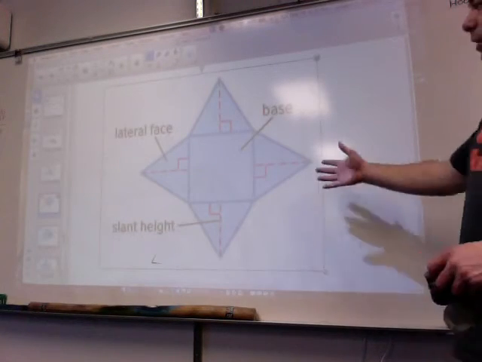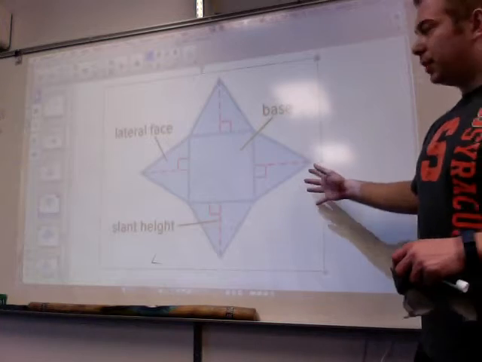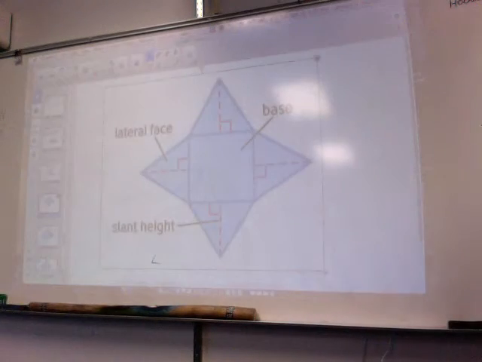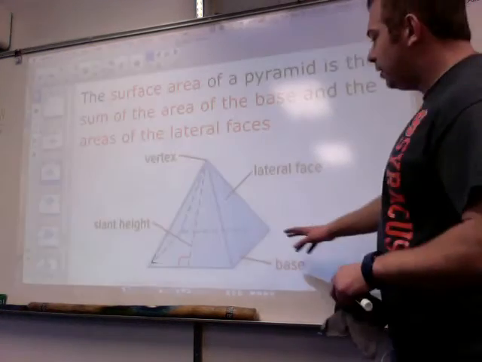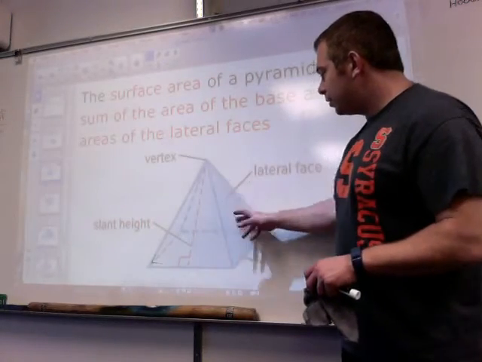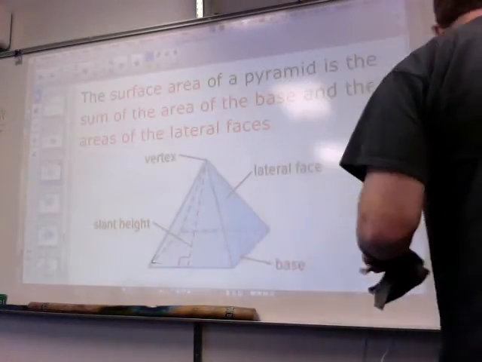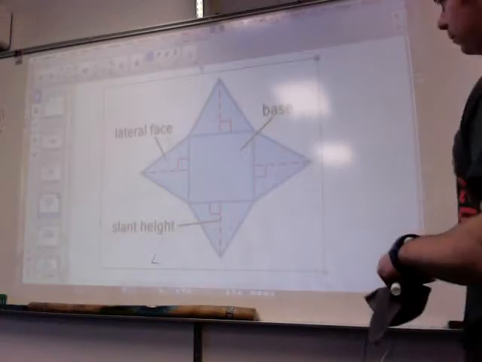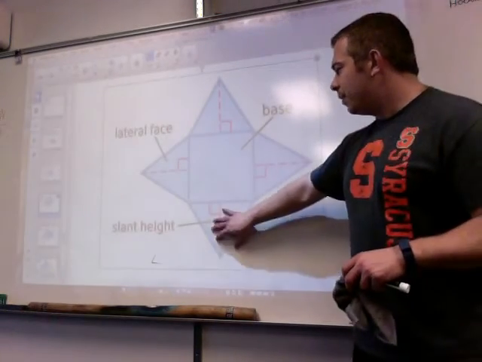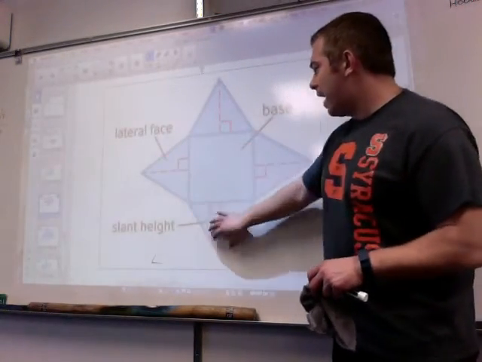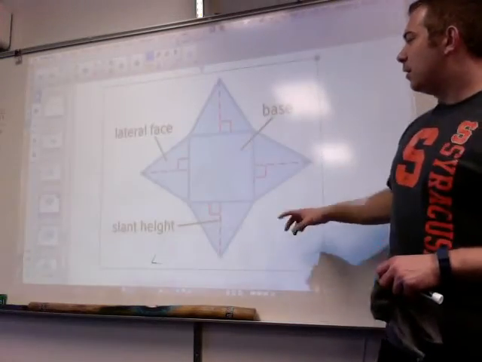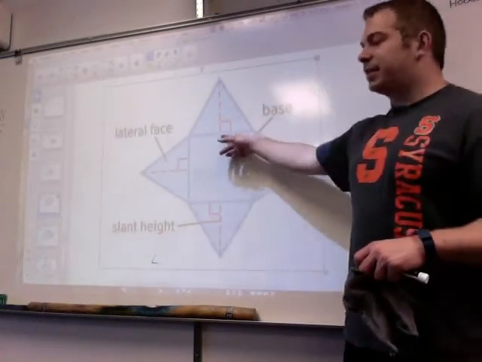All right, this is what it looks like when it's opened up. So you can see this one actually has 4. All right, it's tough to see the 4 right now. 1, 2 in the back, 3 on the side, 4. When I open it up, you can see that I have 4 of them, and they're all the same size. All the lateral faces are the same. All right, the base is rectangular here.